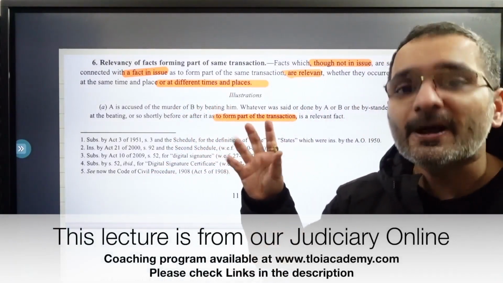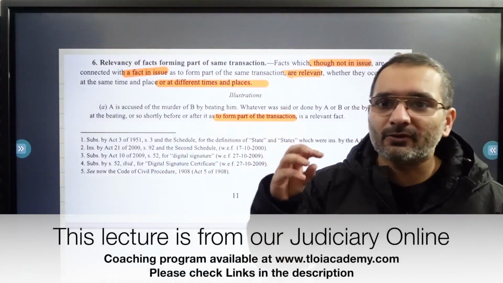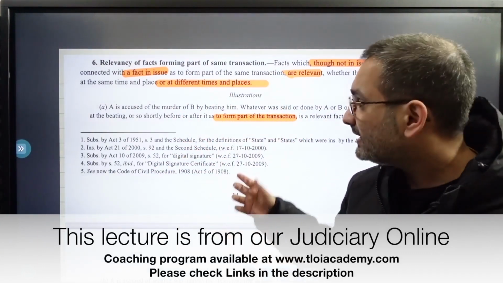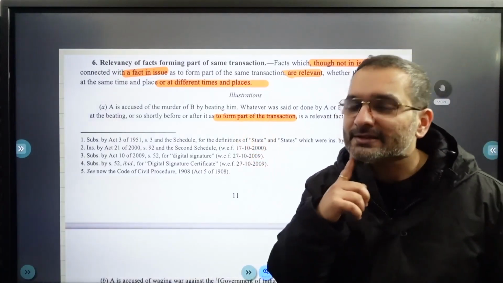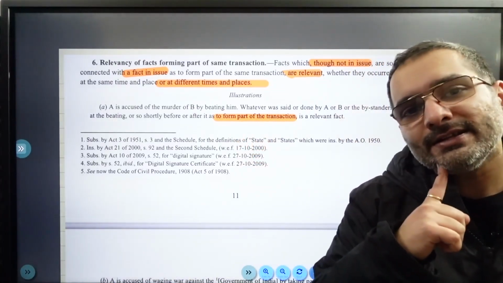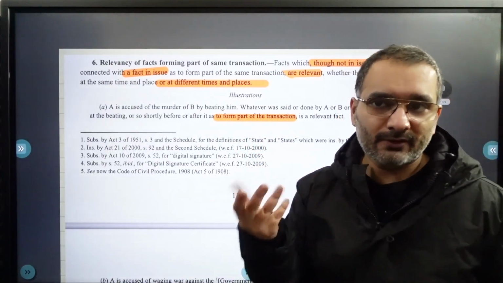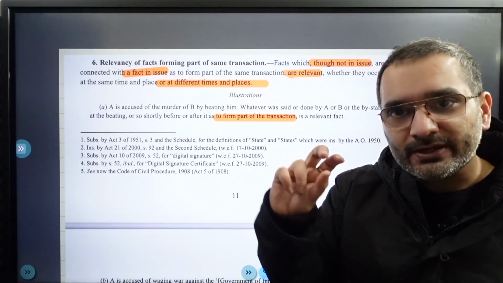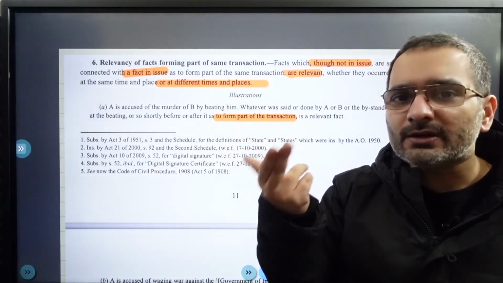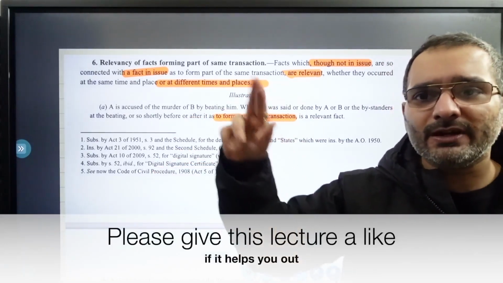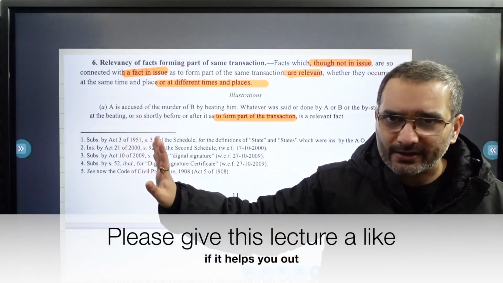In LLB entrance exams, they used to ask the MCQ: what does res gestae mean? That's things done, things done in the same part of the transaction. Now the difficulty will be: what exactly is the same part of the transaction? What exactly is that thing which we can include in the transaction itself? But for that we'll need to understand what exactly the transaction is. Therefore we'll need to set out very clearly what the fact in issue is.